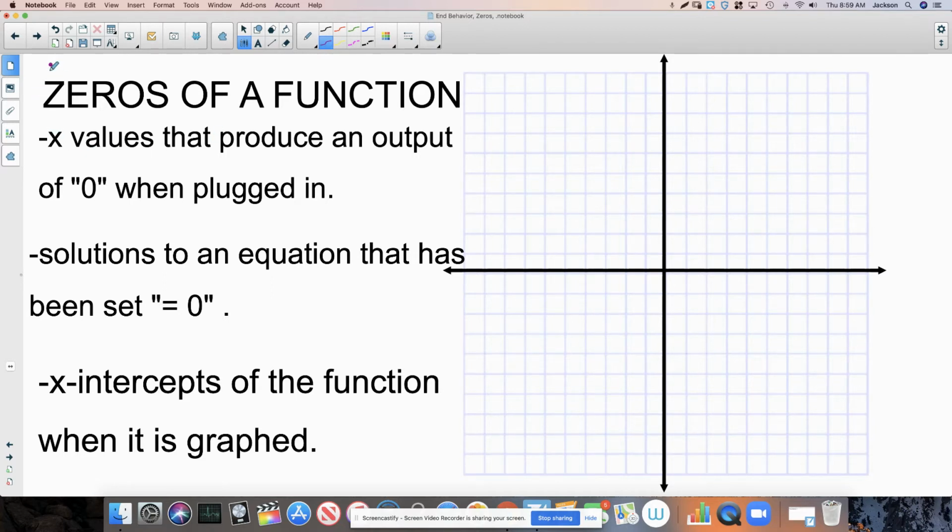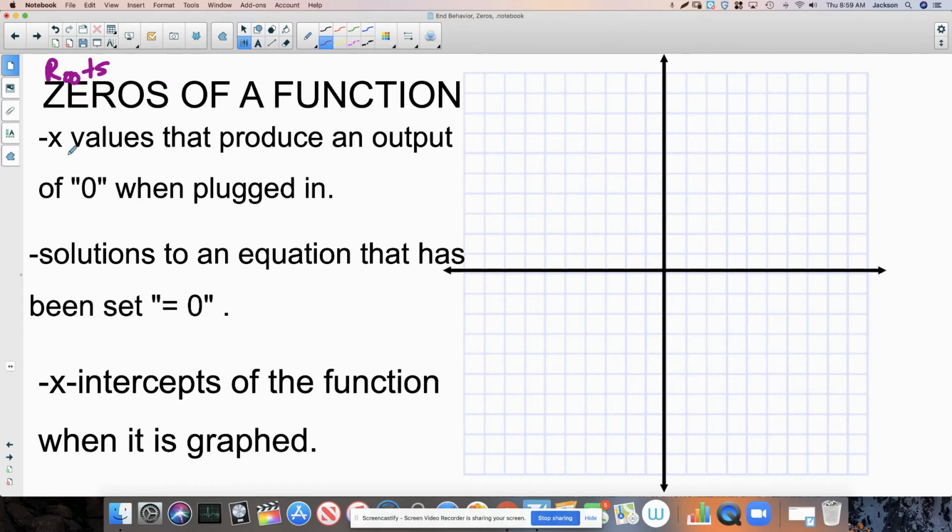Sometimes zeros are referred to as roots, and we'll talk about that here in a second. But these terms, roots and zeros, are interchangeable. Here are three, and if you want to pause this and write these down, here are three definitions or ways of interpreting what the zeros of a function are.